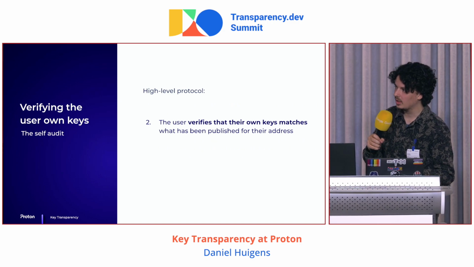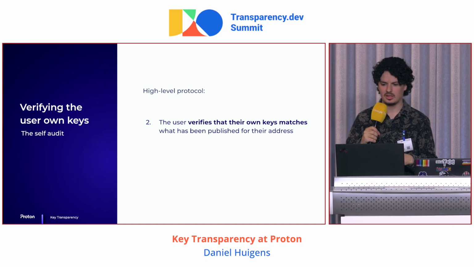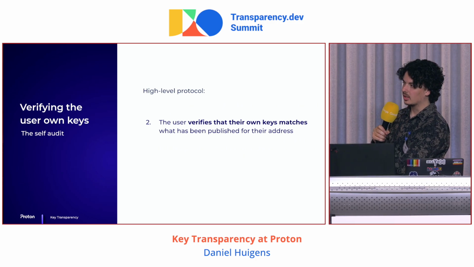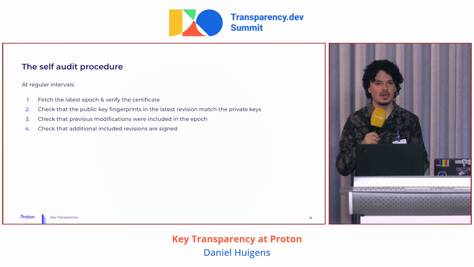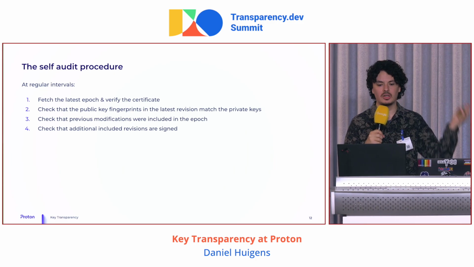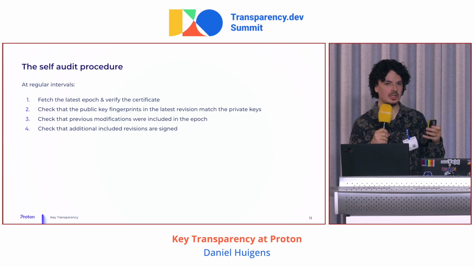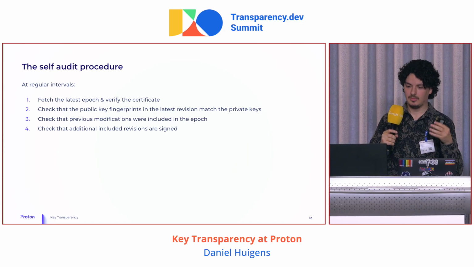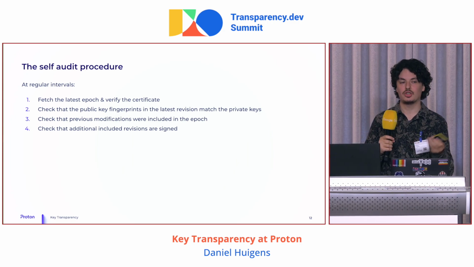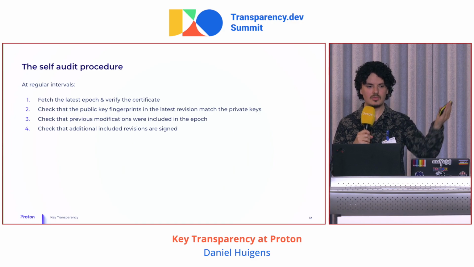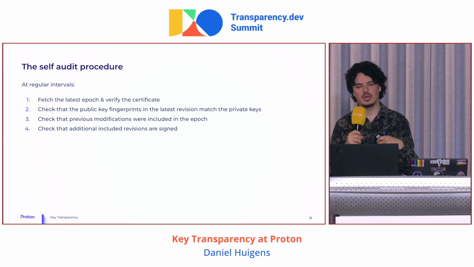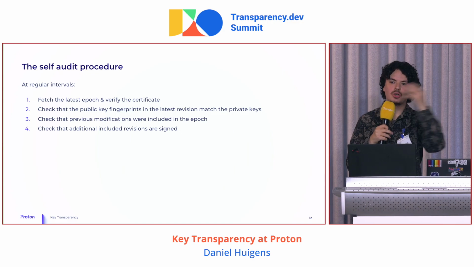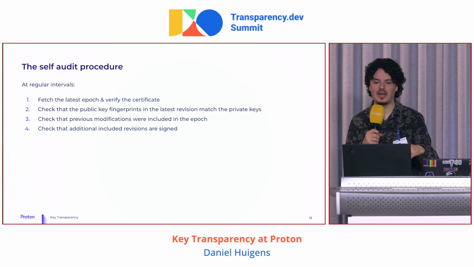So then we go to the next part of the protocol, which is that once we've published all these keys, every user of Proton will have to verify that their own keys match what we have published. The procedure is basically that you regularly fetch the latest epoch, verify the certificate that has been requested for this epoch, and check that the fingerprints of your key in the latest revision match your own private keys. And the private keys we encrypt with your own password. So assuming that only you know your own password, you can know that they're your keys, and therefore you can check that the correct keys have been published.